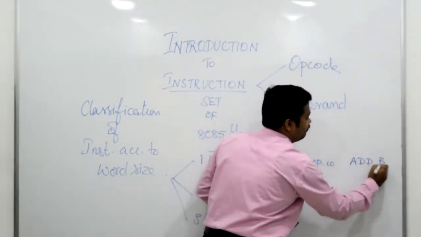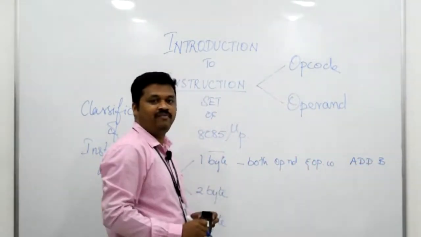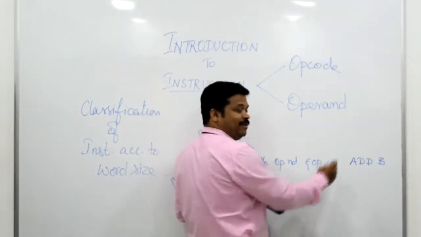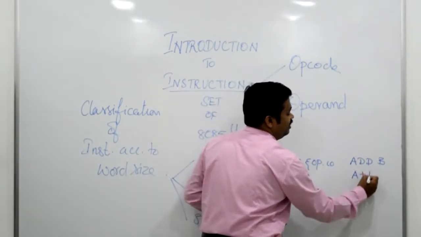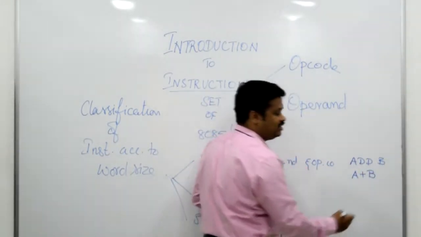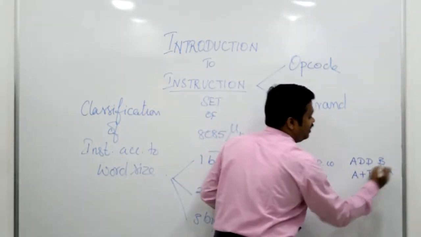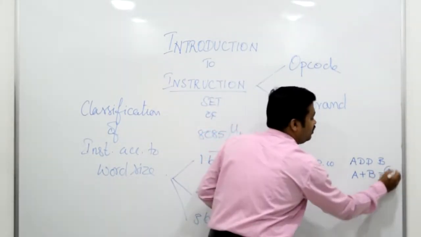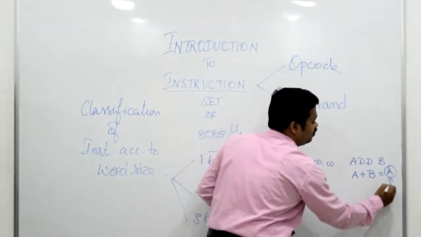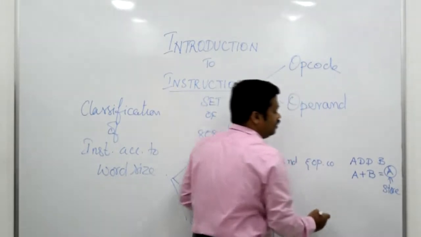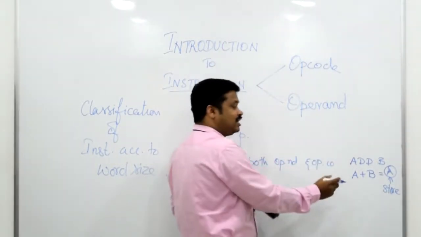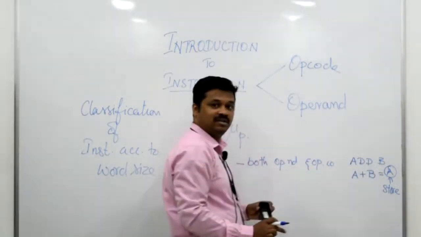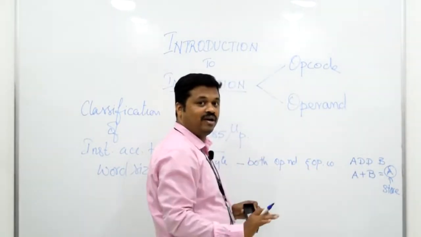ADD B. This is one type of instruction where the explanation is: add the content of the A register and the B register and store the result in the A register. Here the data to be operated on and the task are both specified in the same instruction. So, that is called a 1 byte instruction.